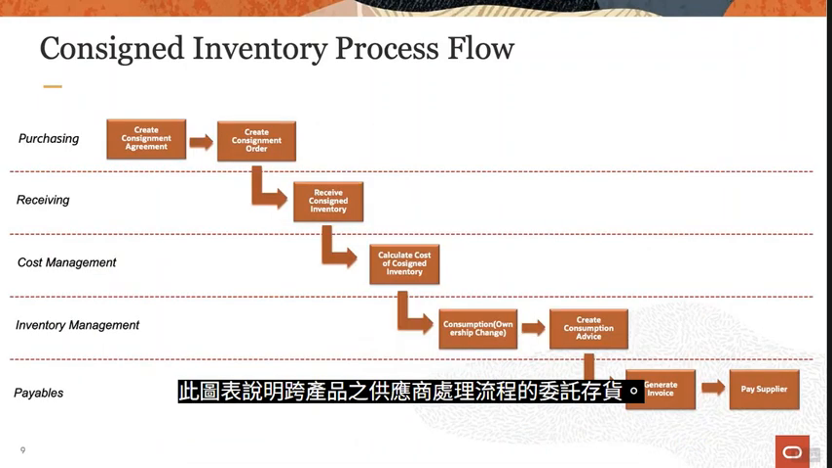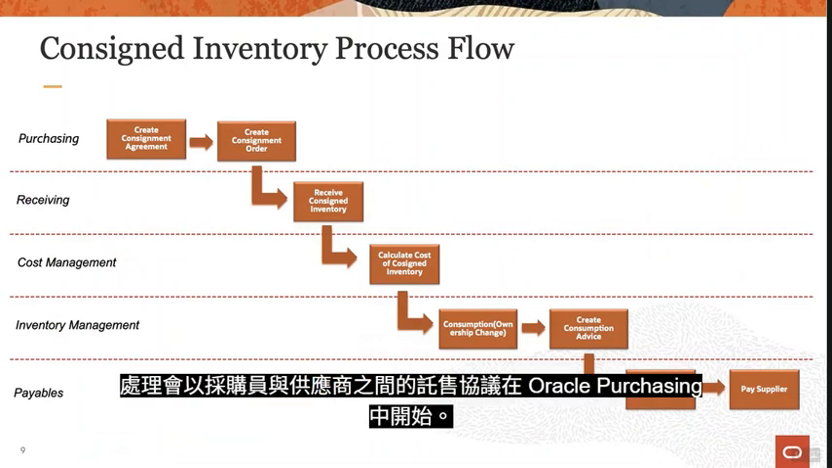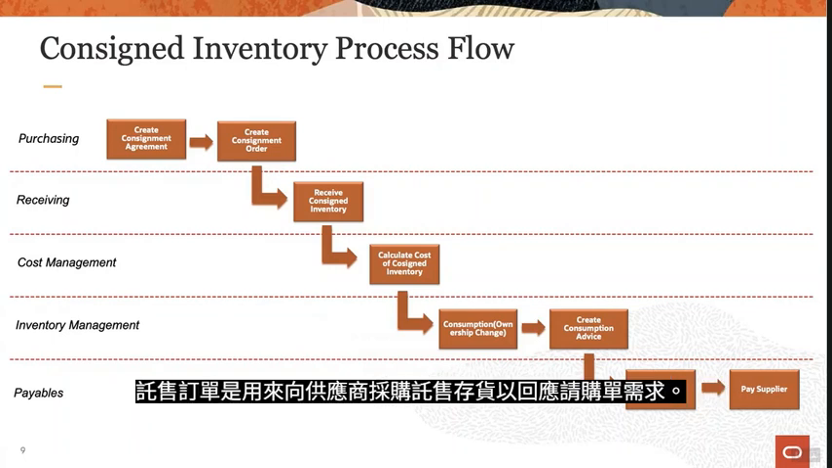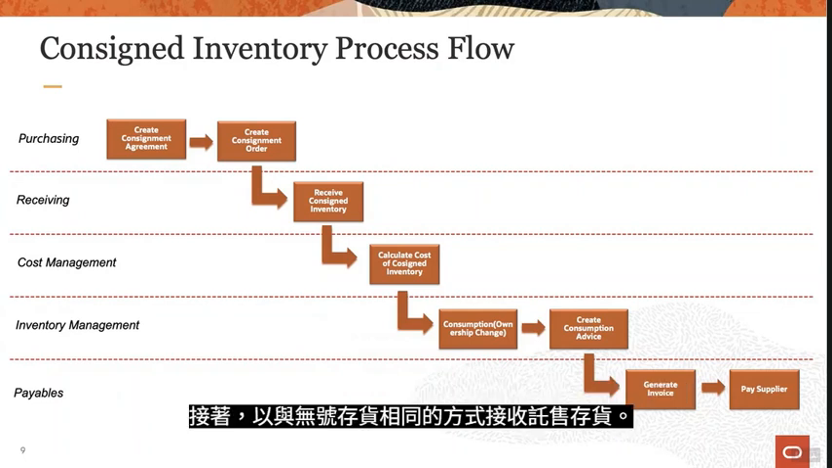This diagram depicts the consigned inventory from supplier process flow across products. The process begins in Oracle Purchasing with a consignment agreement between the buyer and supplier. The consignment agreement includes terms and conditions of purchase, pricing, and terms related to managing the consignment relationship. A consignment order is used to purchase consigned inventory from the supplier in response to requisition demand. Next, consigned inventory is received in the same manner as non-consigned inventory.